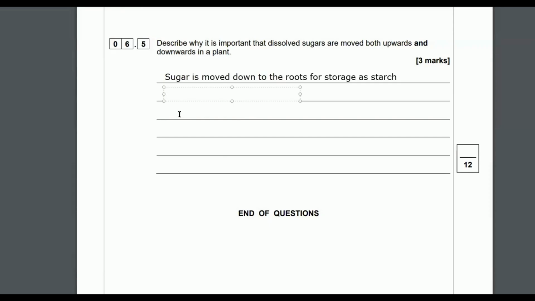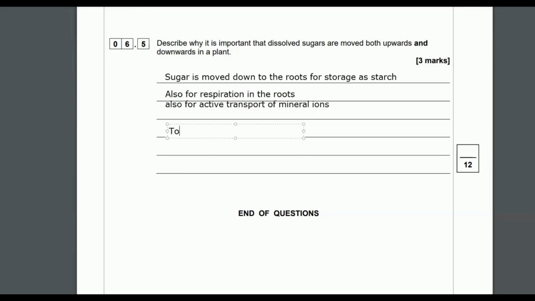What about also for respiration in the roots? The roots also do active transport of mineral ions. So the roots need to actively transport nitrates in. They're going to need sugar to do respiration to get energy for the active transport of mineral ions. So I'm linking all that to the leaves, for respiration, for growth of new leaves.